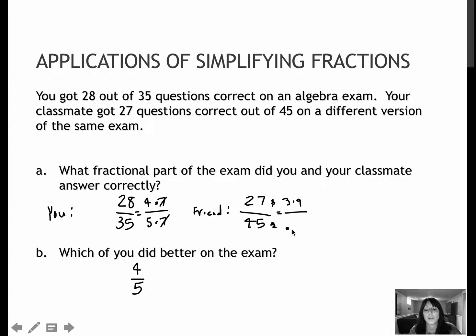Our friend, I could take this as 3 times 9, and 45 would be 5 times 9, and my 9s will cancel, and so our friend only got 3/5 of his questions right, and so we did better. Us. Yay! So that's one way that you can compare, is to break things down into lowest terms.